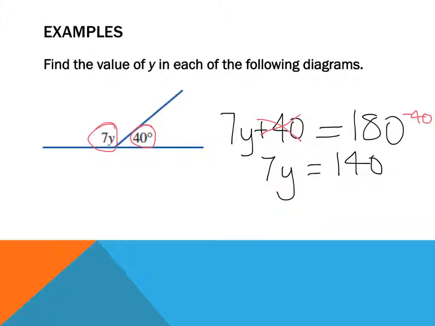7y equals 40. Now, there's multiplication going on between that 7 and that y. The opposite operation of multiplication is division. So to find out what y is by itself, I need to divide that side by 7. If I divide that side by 7, I have to divide the other side by 7 as well. So y equals 20 degrees. Okay, little quick way to check. I know both of them all together will be 180. So if y is 20 and I think I have 7 of them, that's 140 plus 40. Yep. My answer must be correct.